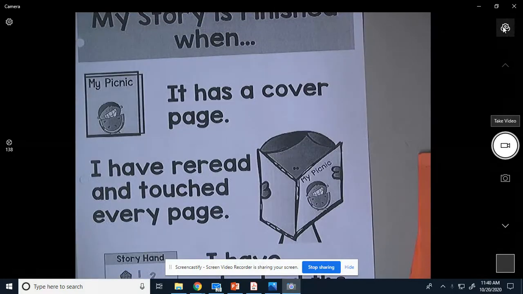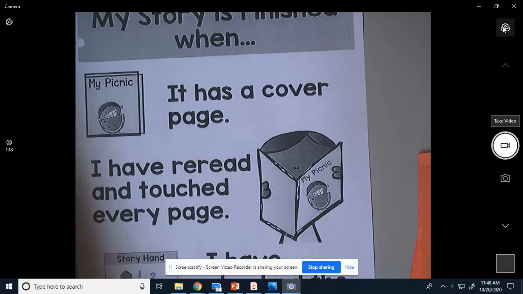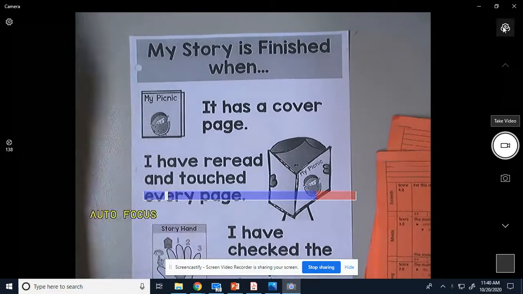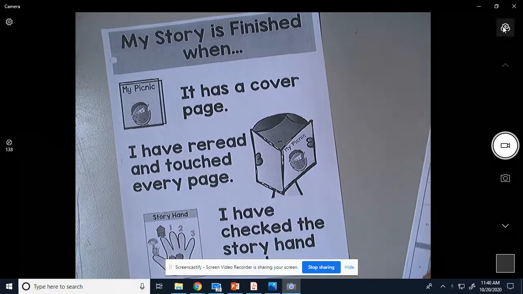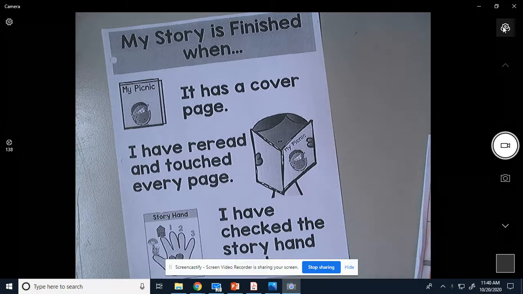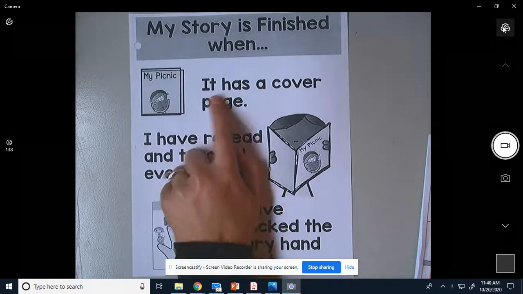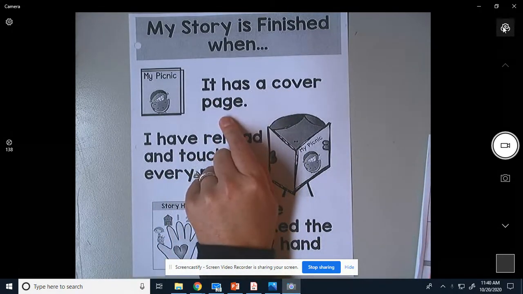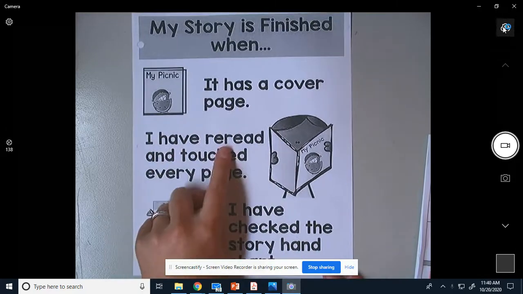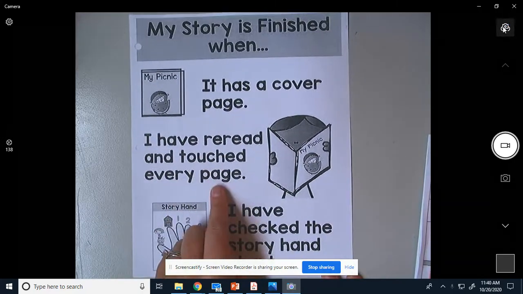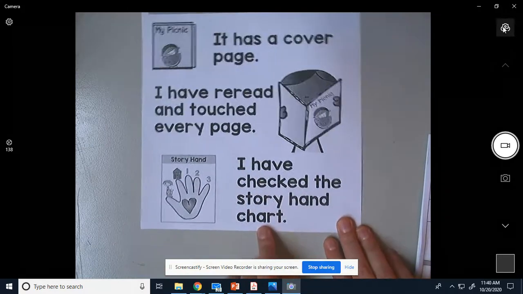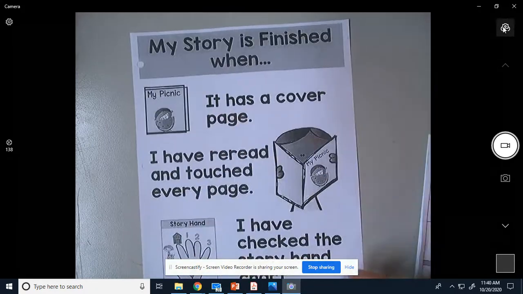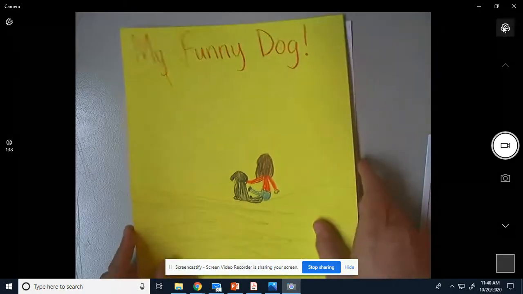All right, so my story is finished when it has a cover page, okay? I have reread and touched every page, and I have checked the story hand chart. So we're going to do each one. It has a cover page. I made my cover page. That might be what you do today.